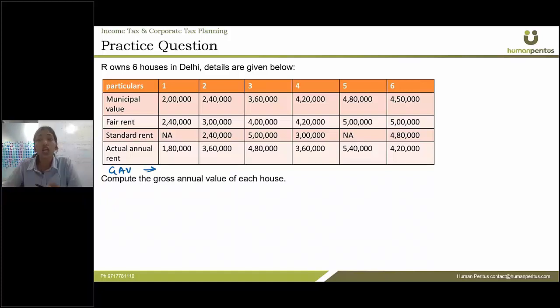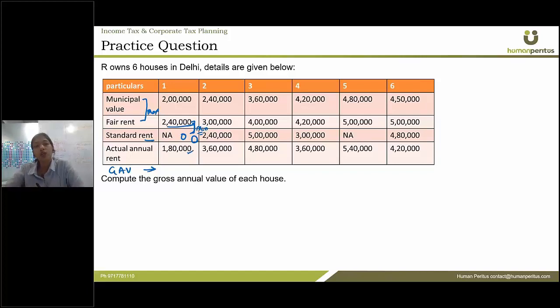So for the first case, step 1 to calculating GAV is that we compare municipal value, fair rent and standard rent. Now in the case of municipal value and fair rent, we take the maximum. So maximum of 2 lakh and 2 lakh 40 is 2 lakh 40. Then we compare it with the standard rent. 0 is standard rent. So in comparing these, the minimum value will be considered. So that means minimum is 0. And then in step 2, we see what is the actual rent. Actual rent is 1 lakh 80.